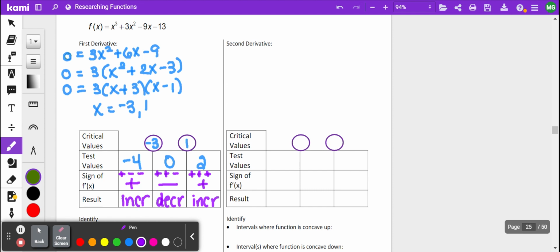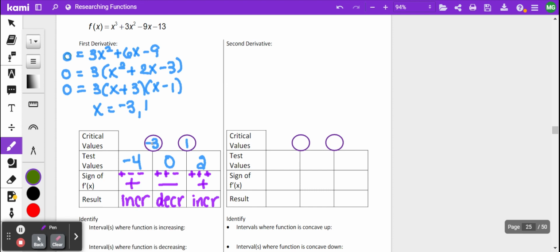Okay, how did you do? Hopefully you got the same values as me. Okay, -3 and 1, we tested some values. It's increasing, then decreasing, then increasing, which, by the way, should make sense because it's x cubed and it's positive. So you know that kind of looks like this. Okay, go ahead and write your intervals. Pause the video. Do this next part.